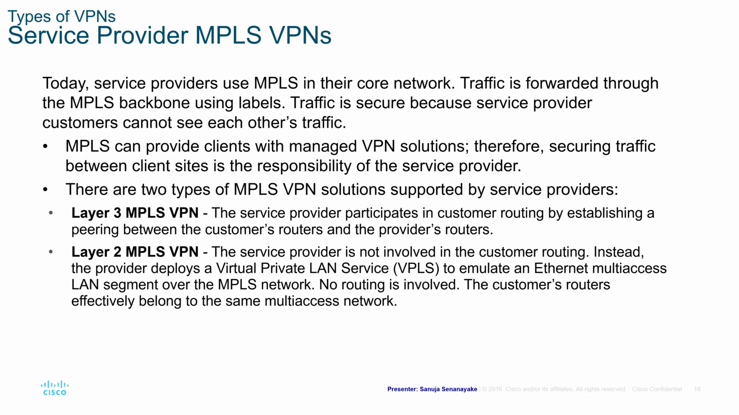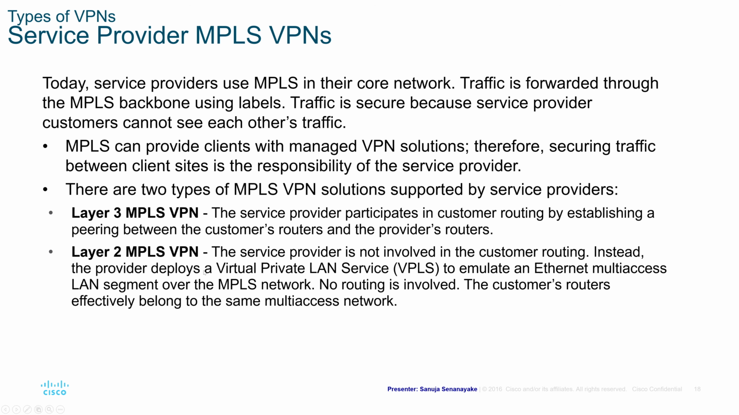So there are two types of MPLS VPN solutions supported by the service providers. They include Layer 3 MPLS VPN and Layer 2 MPLS VPNs. In the Layer 3 situation, the service provider participates in customer routing by establishing a peering between the customer's routers and the provider's router. So they're going to create a peer connection between the two.